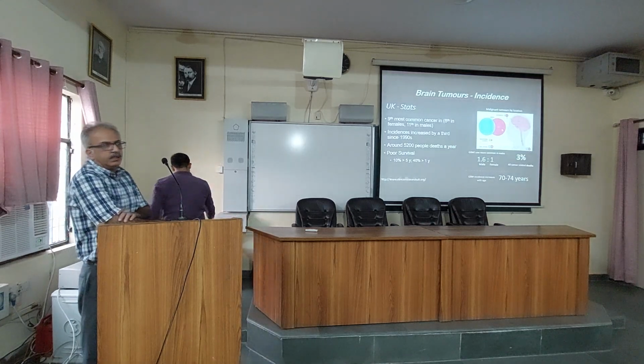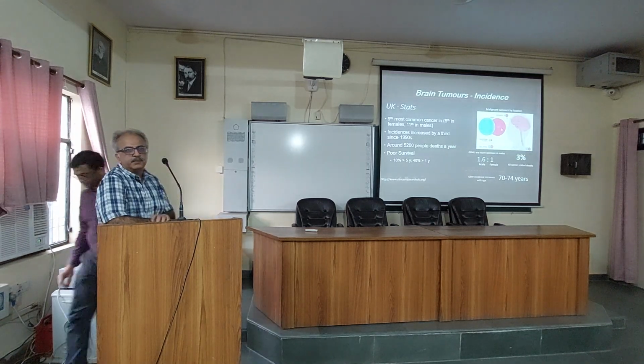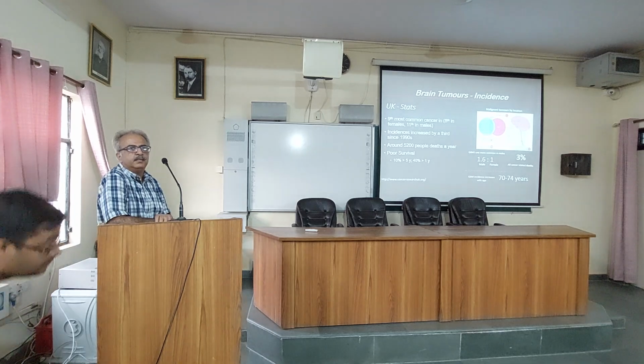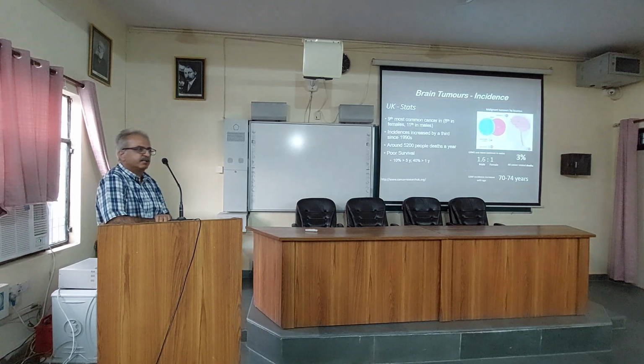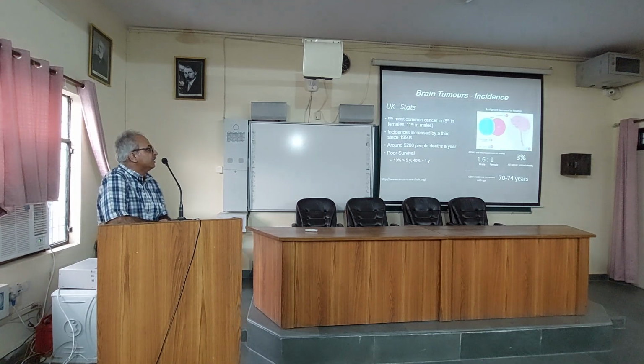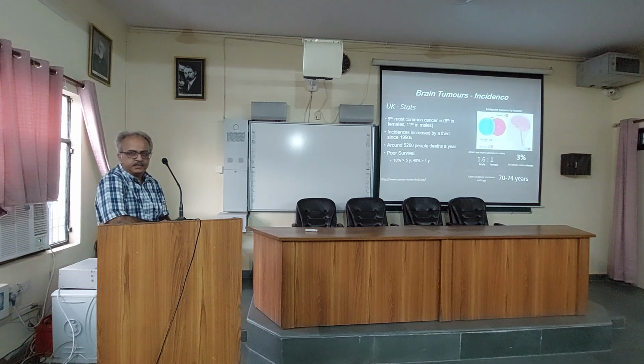Okay. Now I'm just showing the stats from the UK, but this is globally true. Brain tumors, especially in adults, and especially the most lethal form, glioblastoma, occur primarily after the age of 60 in humans. It is the 9th most common cause of death in the UK. Incidences have been increasing since the 90s.